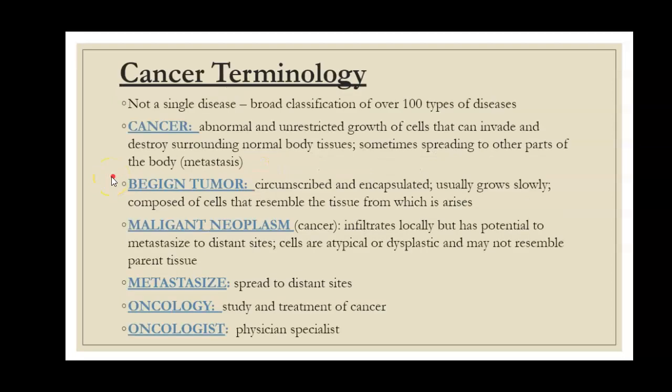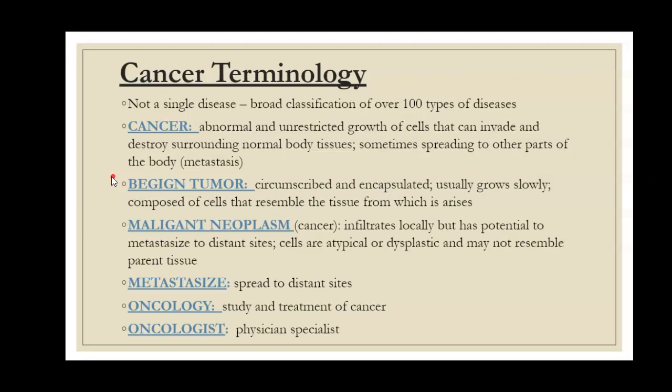You may also end up helping somebody whose loved one has cancer and is having a problem. They may share something with you and you may be able to help give some recommendations. So cancer terminology. Cancer is not a single disease, but a broad classification over 100 types of different diseases. Cancer is an abnormal and unrestricted growth of cells that can invade and destroy surrounding normal tissue, sometimes spreading to other parts of the body. That's what we call it when it metastasizes.